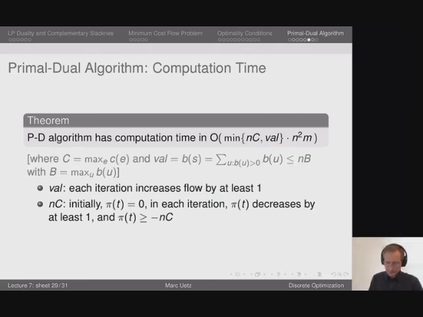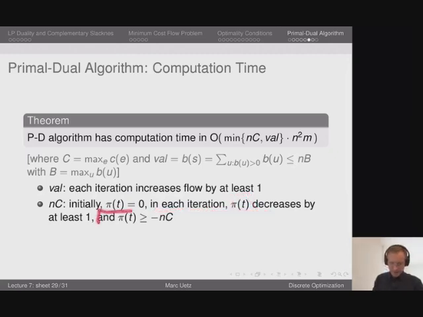So that is clear. But why can I claim that I also have an upper bound on the number of iterations of the order n times c? And that comes from the following consideration. We look at the potential of the terminal node t. In the beginning, that potential was equal to 0. And I claim that in each iteration, the potential of the terminal node decreases by at least 1.